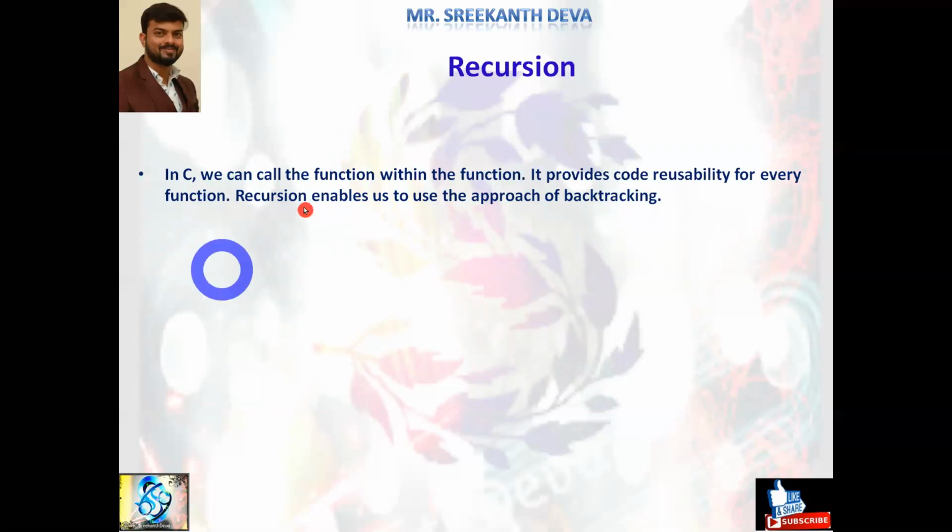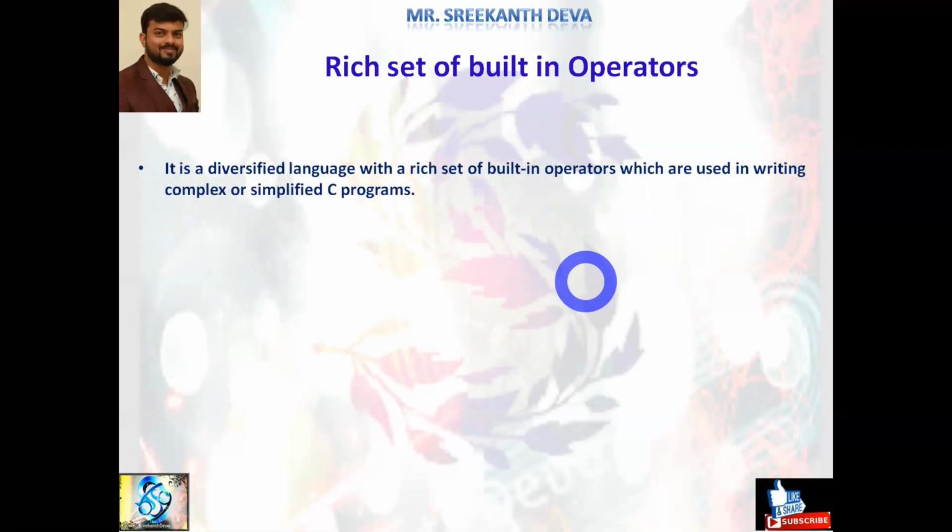Next, recursion. In C, we can call a function within the function. It provides code reusability for every function. Recursion enables us to use the approach of backtracking. Instead of calling that function explicitly every time, using recursion the function is going to call itself until the completion of a particular job. Such a topic is called recursion. The function calling itself is called recursion. Okay, C supports the recursion topic.